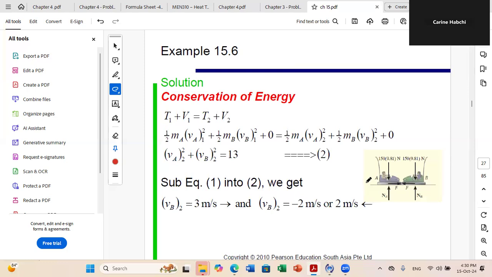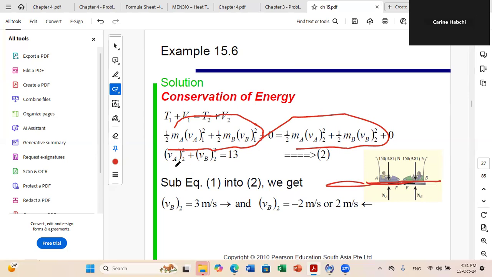Here, you are moving in a horizontal plane, so there is no variation in gravitational energy. So you only have variation in kinetic energy. This is why you can say that the total kinetic energy at state 1 is equal to the total kinetic energy at state 2. Here, what is a little bit challenging is that you have a second degree relation.